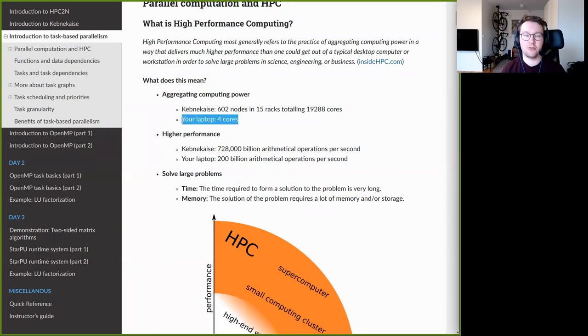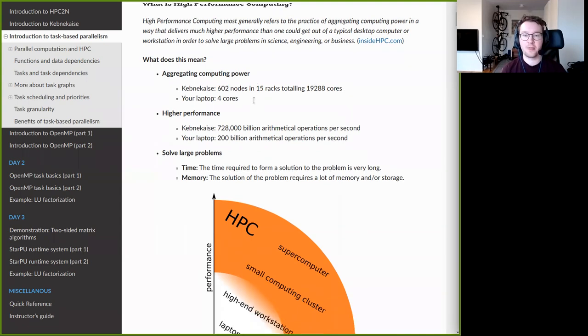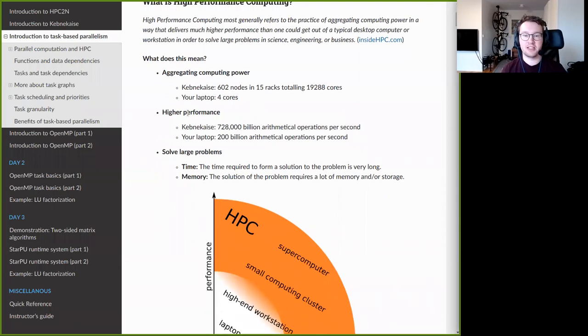In your laptop, you might have, let's say, 4 CPU cores. And you can compare it to Kebnekaise that has over 600 nodes in 50 racks totaling over 19,000 CPU cores. So this is several orders of magnitude difference in the number of cores that are available to you. The second term, high performance, pretty much follows directly from the first one.